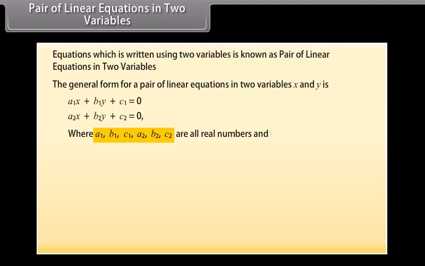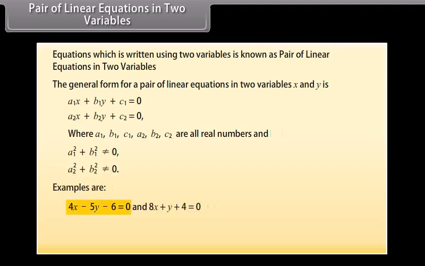all real numbers and a1 square plus b1 square is not equal to 0, a2 square plus b2 square is not equal to 0. Examples are 4x minus 5y minus 6 equals 0 and 8x plus y plus 4 equals 0; x plus y equals 12 and 7 equals y.